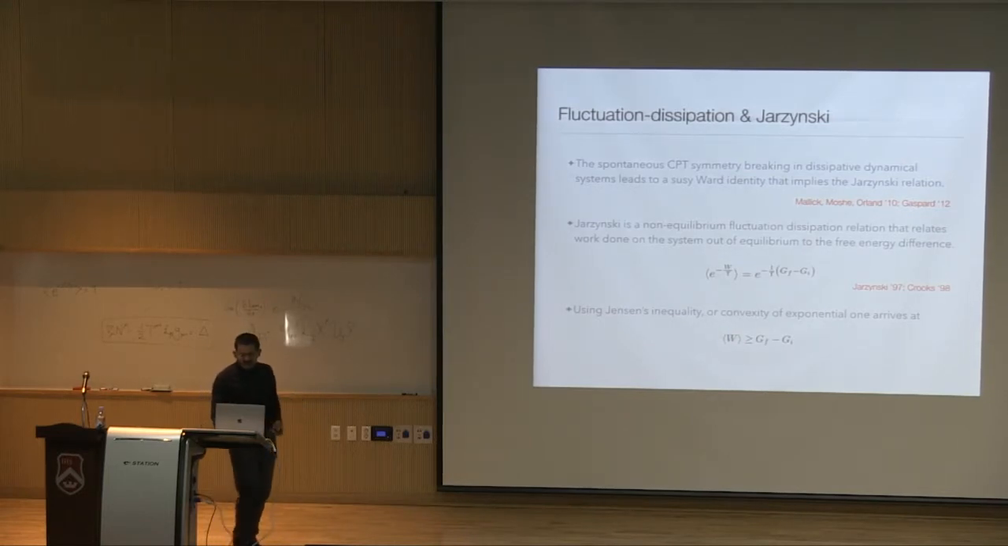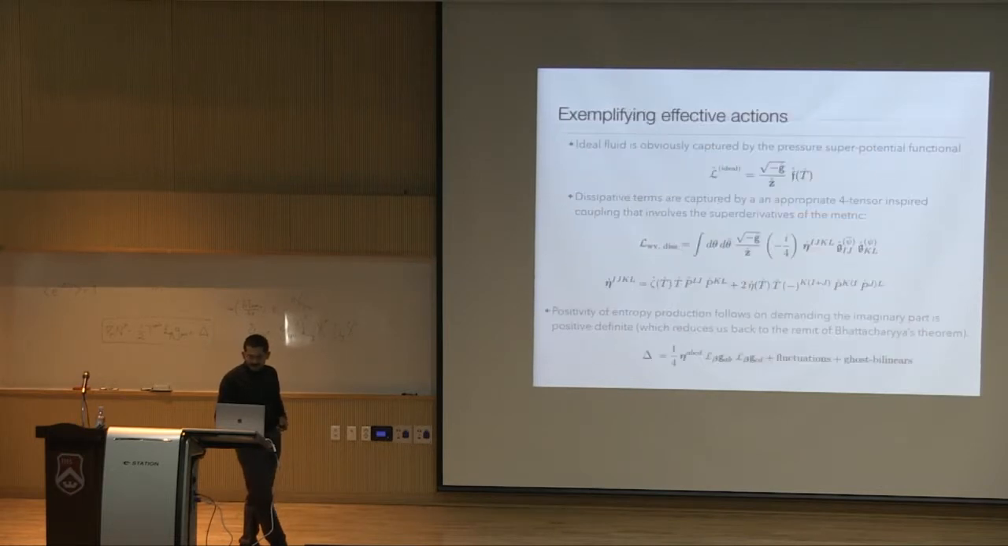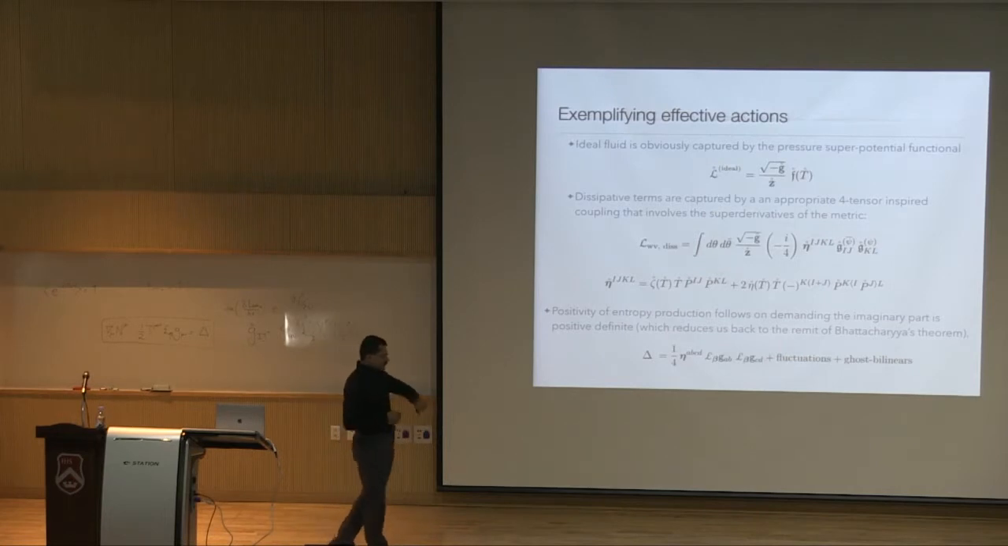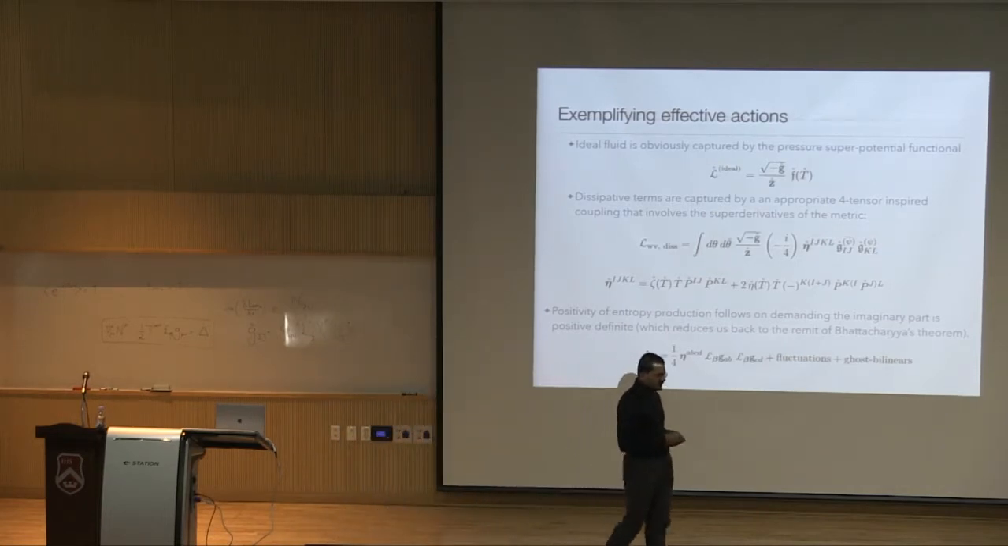So this is the statement, and you can actually see this Ward identity come out very nicely from our effective actions. I won't go through this, but that's one reason why we believe that this is the right way of saying what the field strength is doing. Okay, so finally, I'll end by showing you some examples of effective actions.